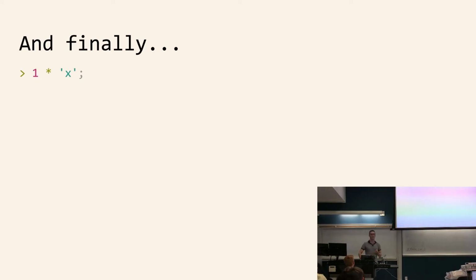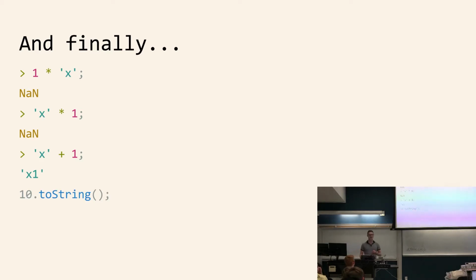And then finally, some great things in JavaScript. 1 multiplied by x, that's not a number, of course. X multiplied by 1, that's not a number, of course. X plus 1, x1. 10 dot toString, that's an error. 10 dot dot toString, nah, that's 10.